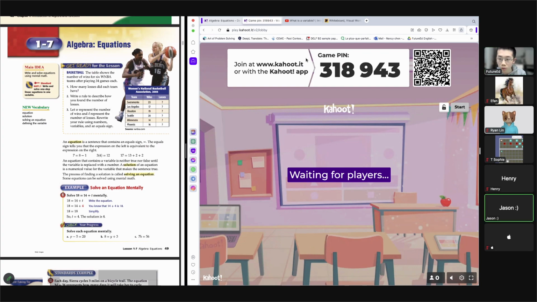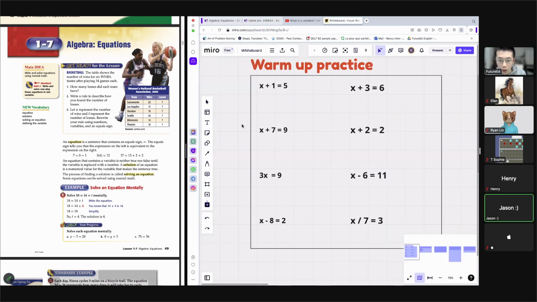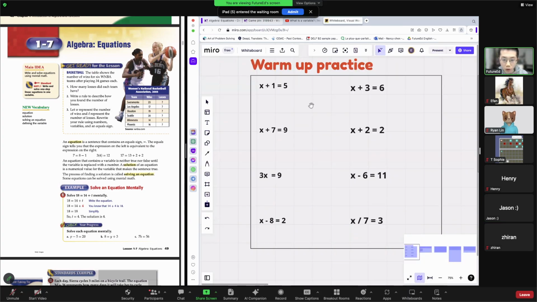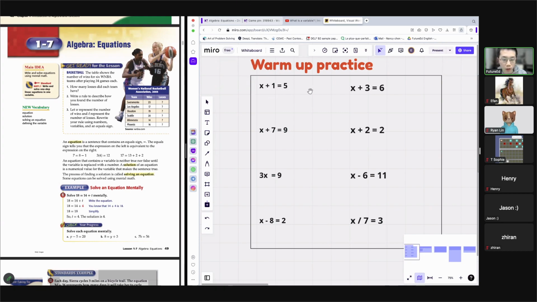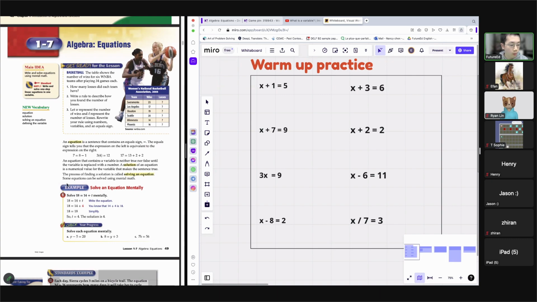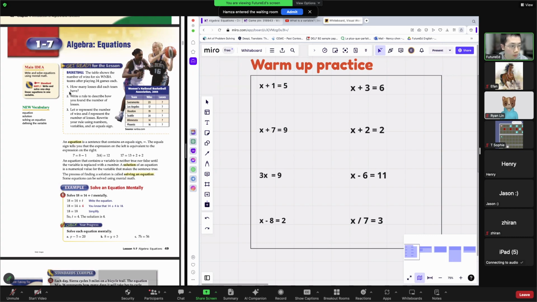Henry, would you like to start the first warm-up question, please? So x plus 1 equals 5. How would we solve that? You can turn on your mic if you have one, or you can type the answer in the chat. So we minus 1 from 5.